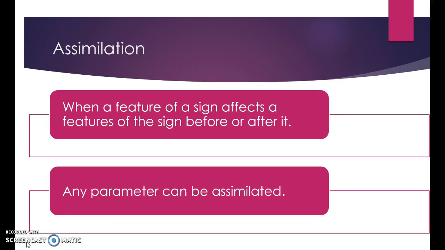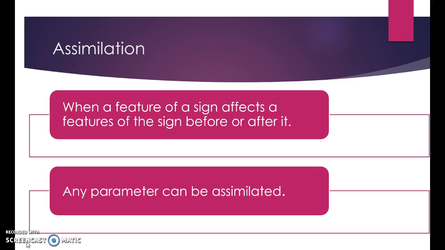Assimilation occurs when the feature of a sign affects the sign before or after it. For example, if I'm going to sign I have, then in a formal setting, I might sign I with the pointer finger and then have with my bent V hand shapes. I have. However, oftentimes in informal settings, the sign I will be formed not with the pointer finger as the sign I or me normally is signed, but with the bent hand shape.